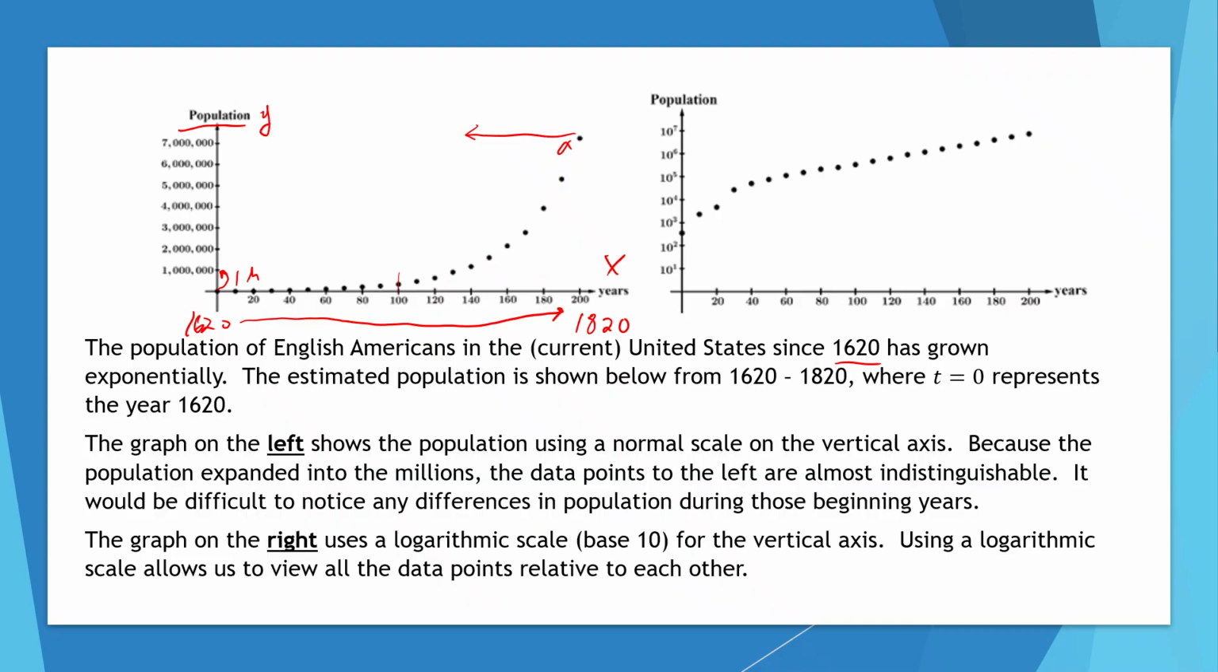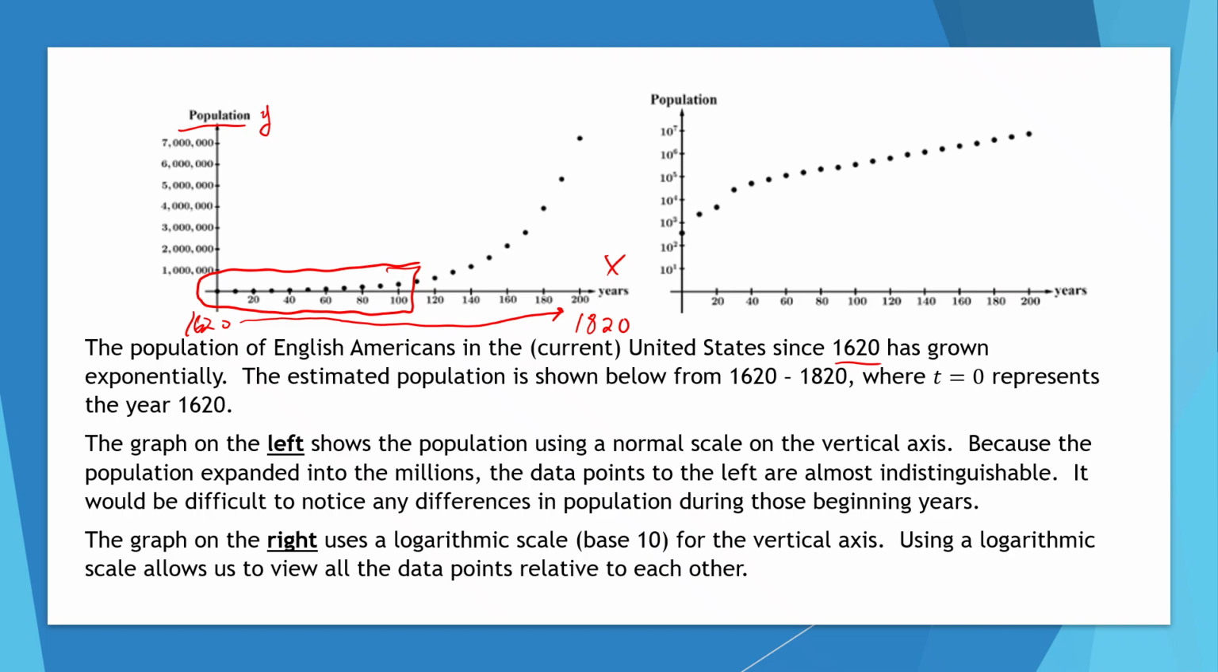However, there's one major problem that I see with this graph, and I'll point it out. The major problem is the fact that from around 1620 all the way up to like 1720, the first 100 years, all those points are almost indistinguishable, right? We can't pinpoint how many people were there in 1680, right? And so the fact that we can't really notice a lot of differences in those beginning years is really a detriment to analyzing this data.